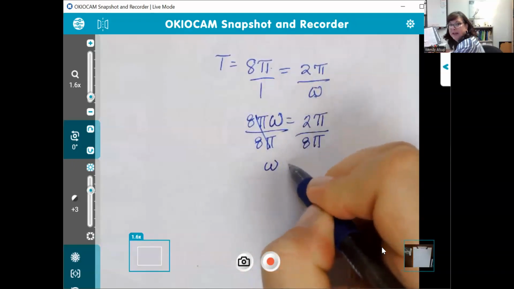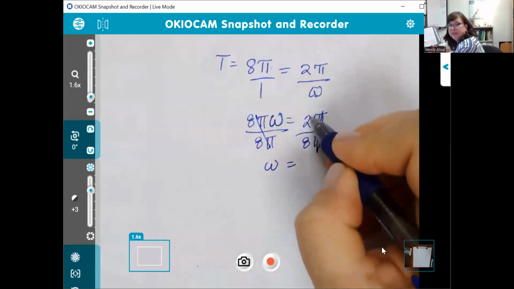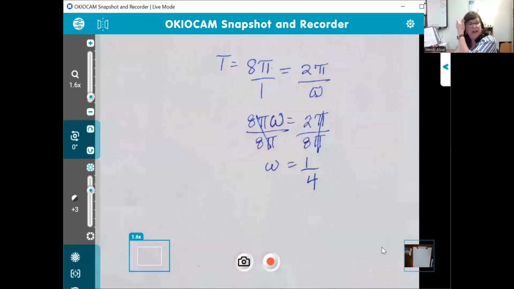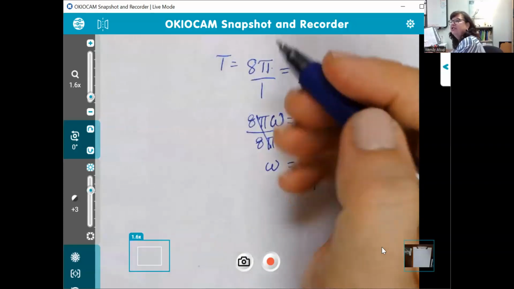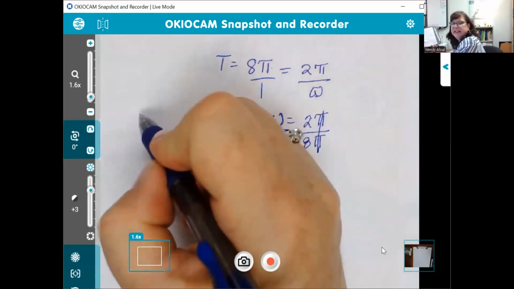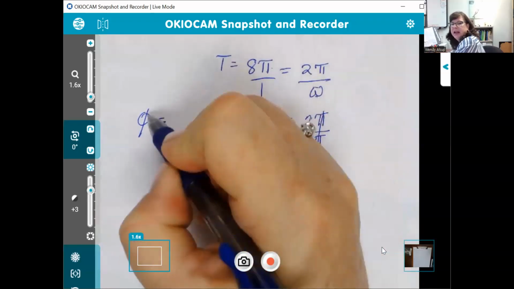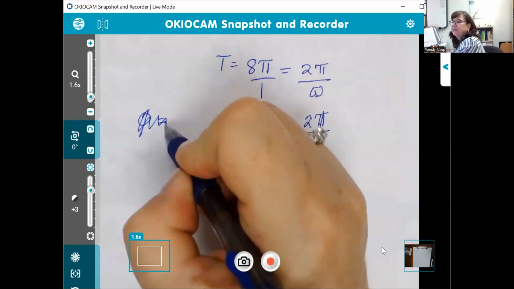So my omega is going to equal, the pi's cancel out, 2 over 8 reduces to 1 over 4. So my omega value was 1/4. Now I need to find my phase shift value, which is phi. And remember, phi is going to equal, let's see, actually, let's think about it differently.